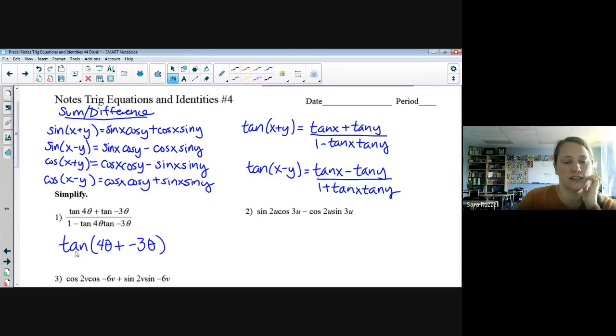You guys see what I did? Found out that it was tangent and that it was plus, and then just identified these two things. And now I'm going to combine like terms. What's 4 theta plus negative 3 theta? That makes how many thetas? 1. Yep. So our answer is just tangent of theta.